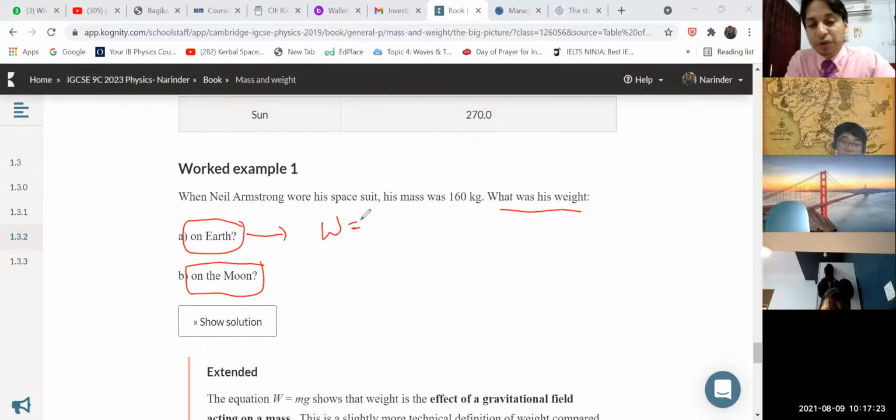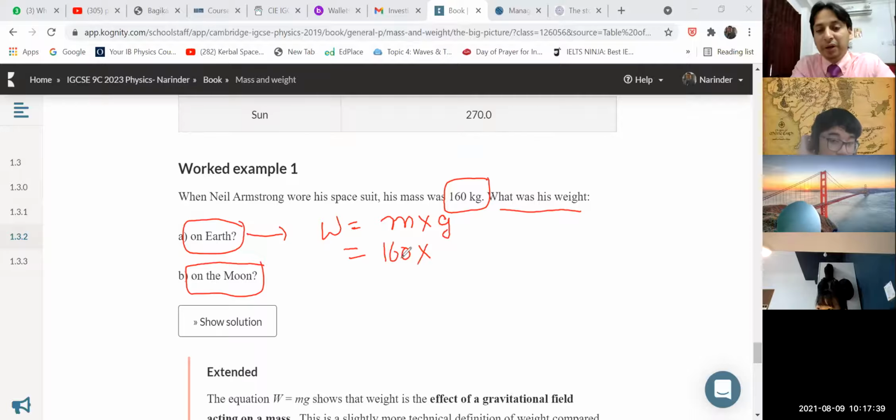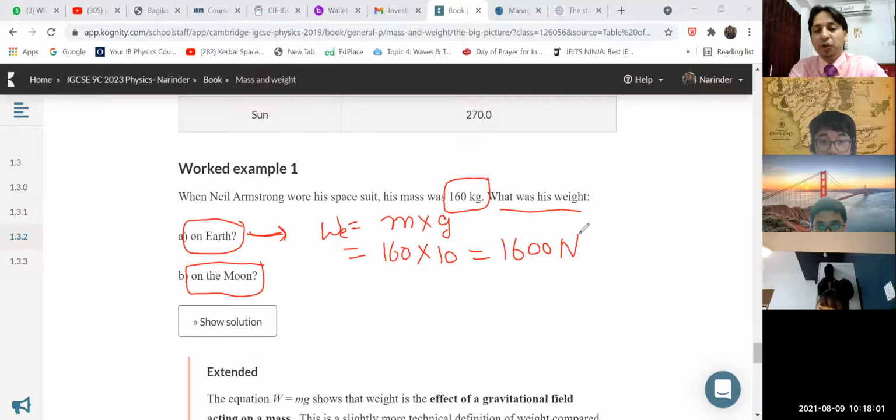Whenever you have such types of questions, first write down the equation: mass times gravitational field strength, g. Here mass is given, 160, multiplied by the gravitational field strength. What is the gravitational field strength on the surface of Earth? Let me write here, on Earth. So this will be 10 here. Then the weight is 1600 newtons, children. This will be newtons. If you write kilogram or gram here, your answer will be considered wrong.